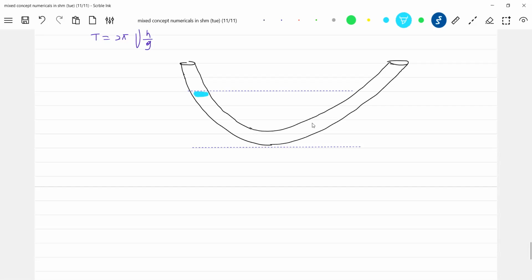So here I'm filling up a liquid. Now, how do we find out the time period of oscillation? Look at the liquid column. It's not linear, it's some sort of curved one. The limbs you see are not straight, they're curved.